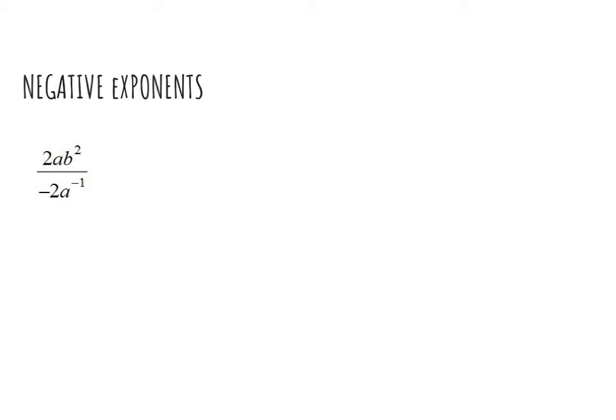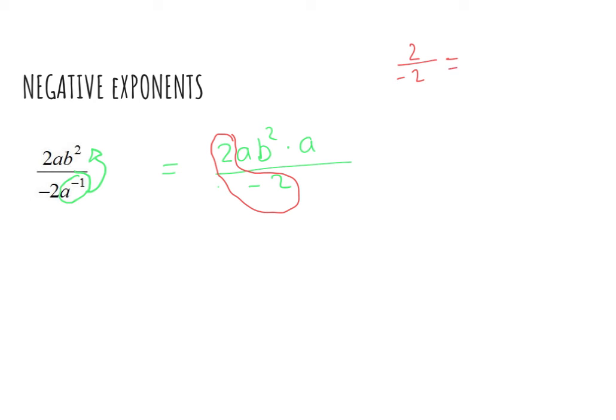Now, it can get confusing when I have multiple variables, so just take it one step at a time. I'm going to get rid of my negative exponent first, so that means a is going to go up on top. So I'm just going to rewrite this: 2ab squared, and then this brand new a goes on top. What's left on the bottom? Negative 2. Then I'm going to deal with my coefficients, my numbers. So I have 2 divided by negative 2. Well, that gives me negative 1. So I'm just going to write a negative. I don't need to write the 1.